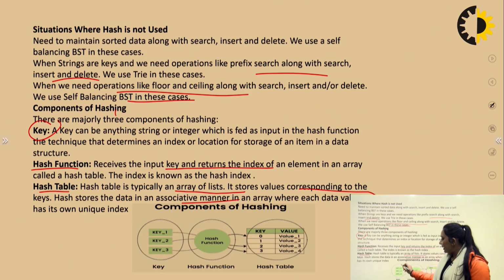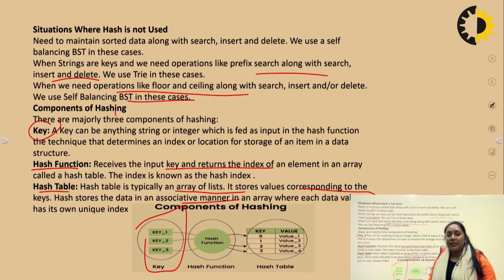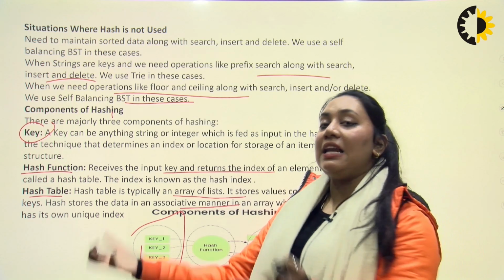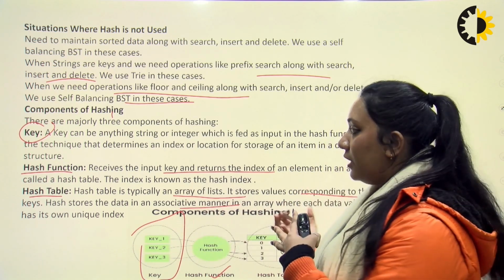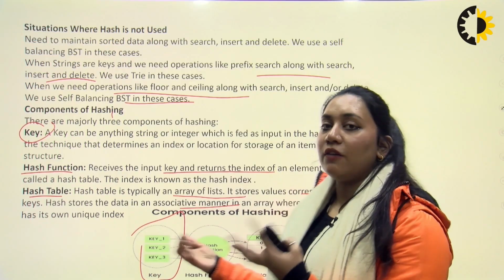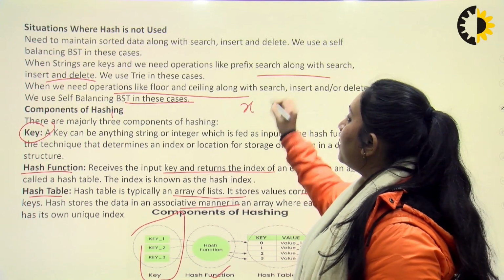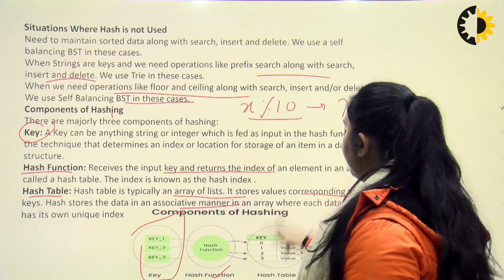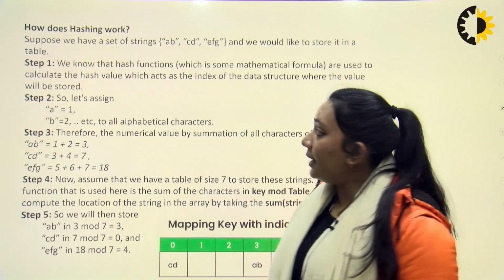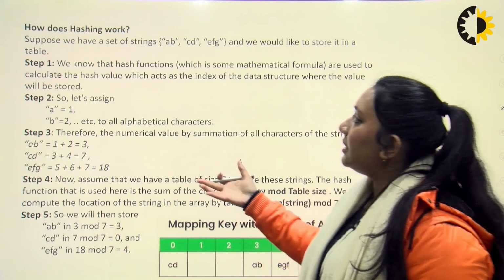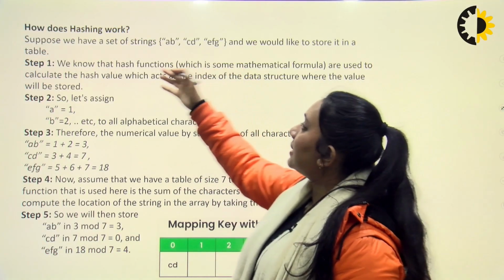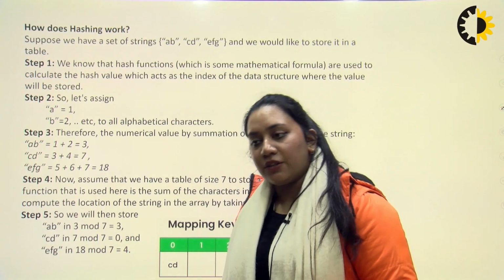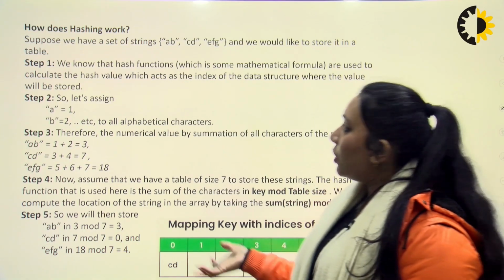Here you can see the keys are present in the form of key 1, key 2, key 3, right? And the hash function is used just to map the element on the basis of the formula x%10. After getting the value, you map it in the hash table, right? Next, how does hashing work? It works on the basis of strings. It can work on any type of data type, like integer, float, character, boolean, right? So let's take an example.